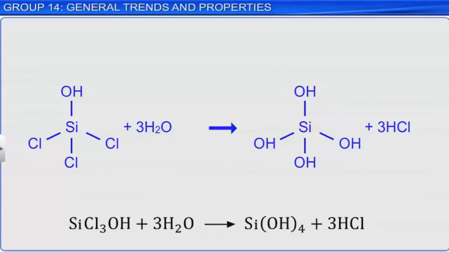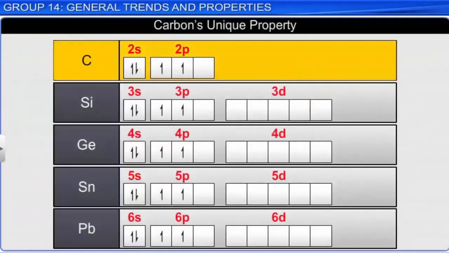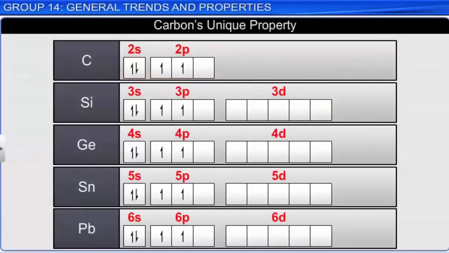As the smallest member of the group, carbon exhibits some anomalous behavior as compared to the rest of the family. This is due to its higher electronegativity and ionization energy, as well as the lack of vacant d orbitals. Carbon has only s and p orbitals available for bonding, and therefore can only accommodate 4 pairs of electrons. Unlike the other group 14 elements, carbon cannot achieve an expanded octet.